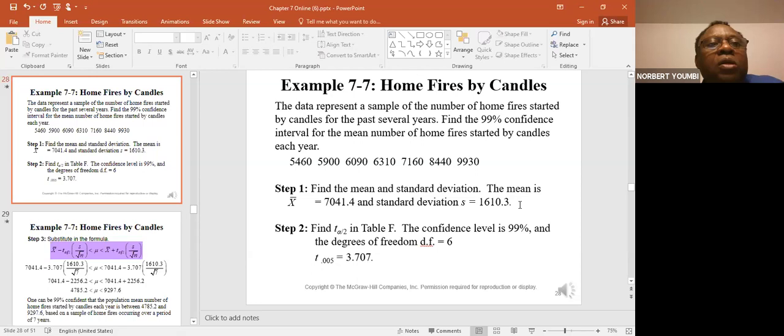In the formula for the confidence interval, recall that we want to find T alpha over 2. For a 99% confidence level, we need to identify the sample size, which is 7 here, and the degree of freedom will be 7 minus 1, which is 6. You go to page 652. Under degree of freedom 6, we are looking for 99%. We match it, degree of freedom 6 to 99% is 3.707.